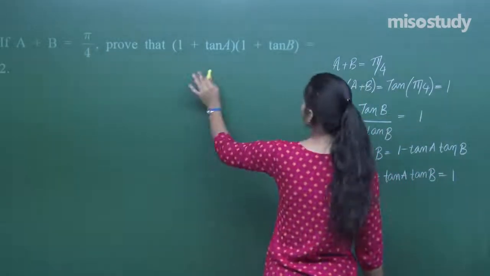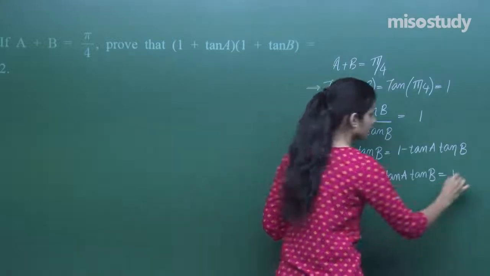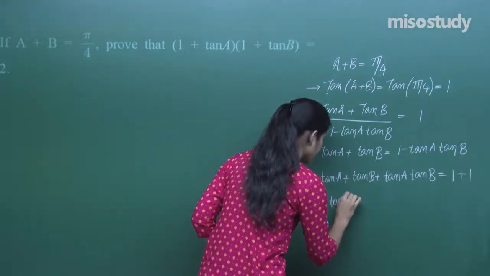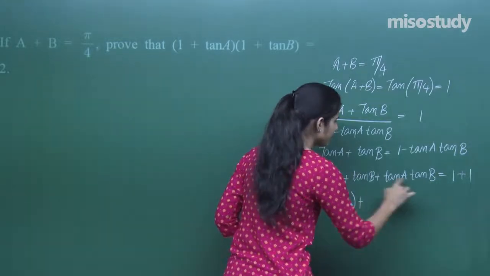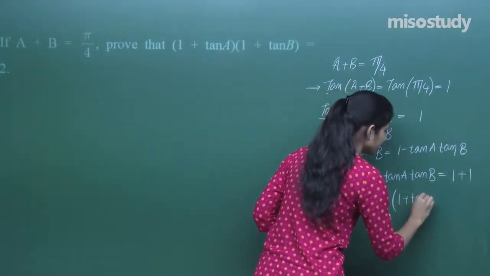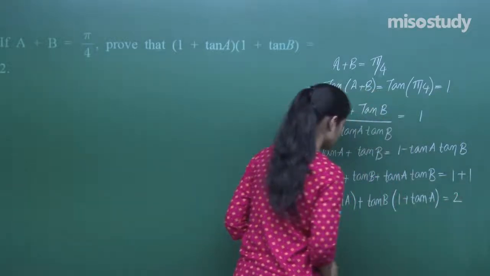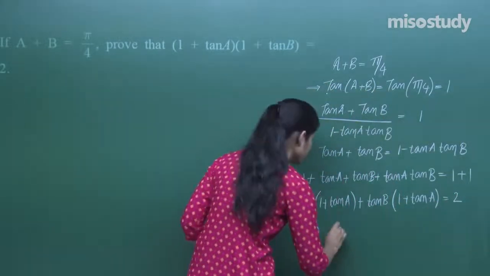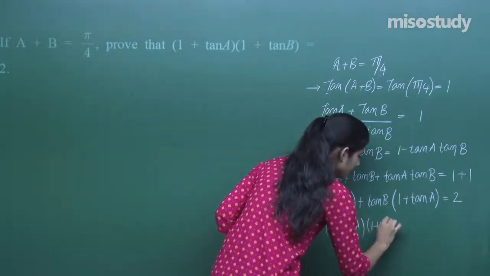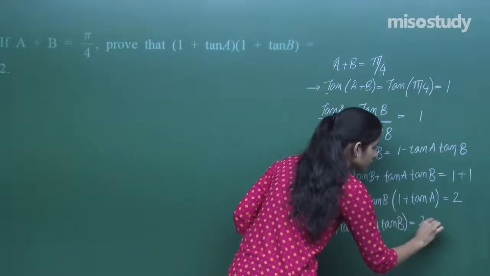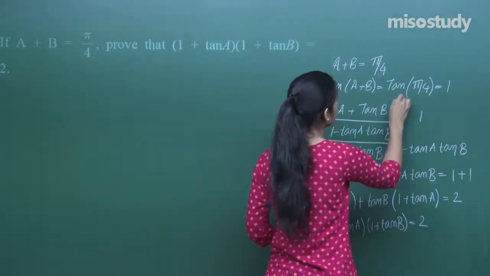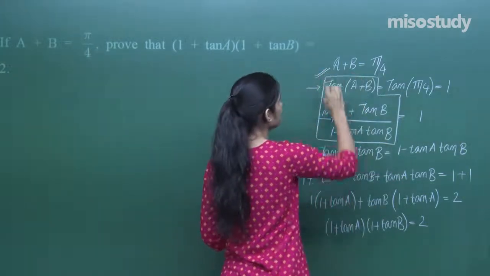I want this to be equal to 2. If I add 1 on both sides, what will I get? 1 plus tan a. Tan b you can see is coming out common from here. Inside you have 1 plus tan a equal to 2. This is 1. If nothing is there, I can write 1. So you are left with 1 plus tan a into 1 plus tan b equal to 2. Hence proved. The only identity that I have used is this one, and apart from this, it's just simplification.